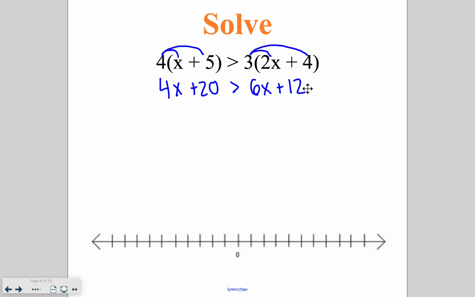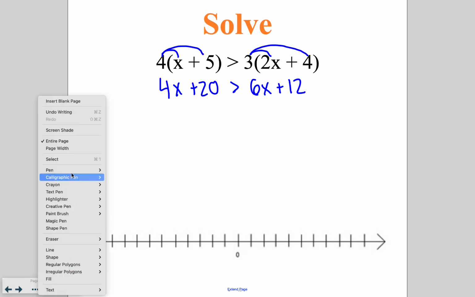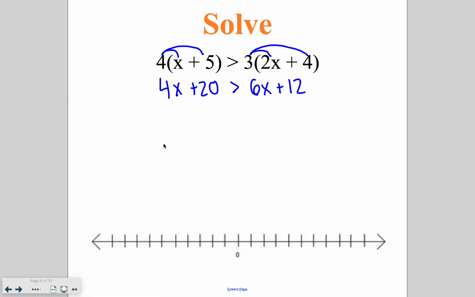Now, when you are moving your variables from side to side, remember, if you have to multiply or divide by a negative, you have to flip-flop the sign. So when you move your variables, you want to try and move the group to keep them positive. So I'm going to take away 4 x's from both sides of the equation. That eliminates the x's on the left side, leaving us with 20 is greater than, and then 6 minus 4 gives me a positive 2x.